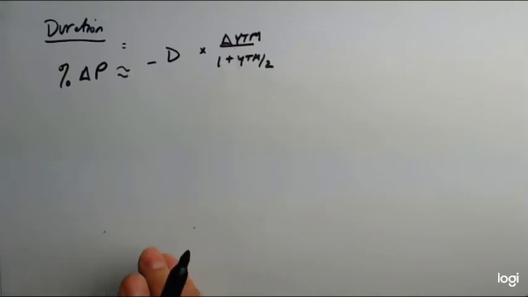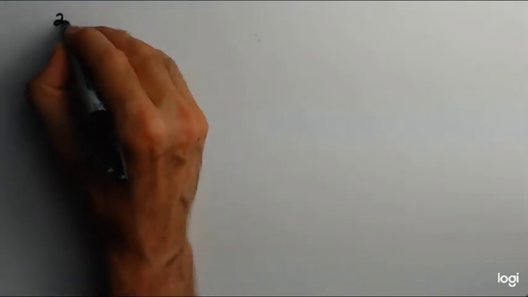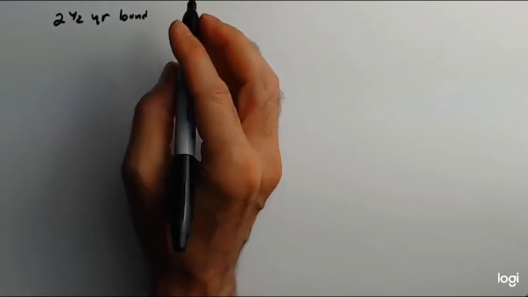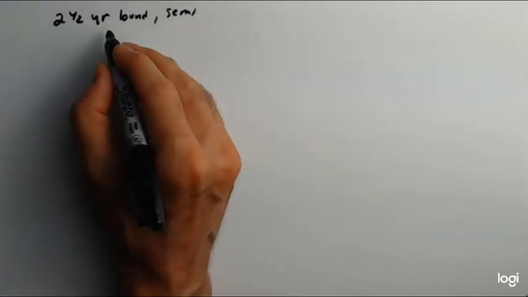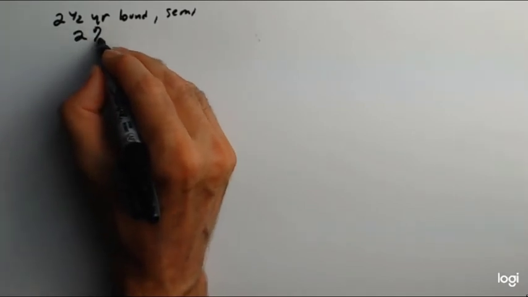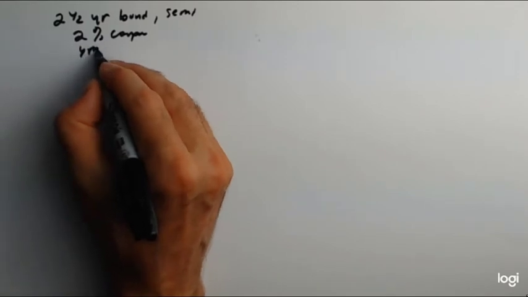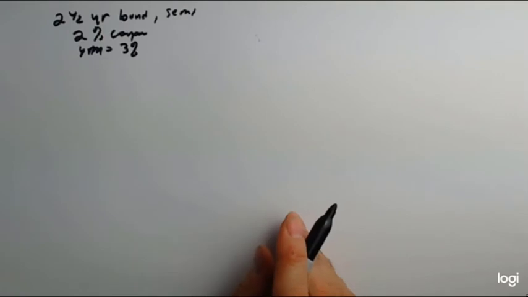So probably the best thing I could do to introduce this concept of duration is to show you an example. So we're going to start off with a bond. Let's say we have a 2.5-year bond. It matures in 2.5 years. It's a semi-annual, as I just said. It's a 2% coupon rate. And the yield to maturity, you can read that, is 3% per year.